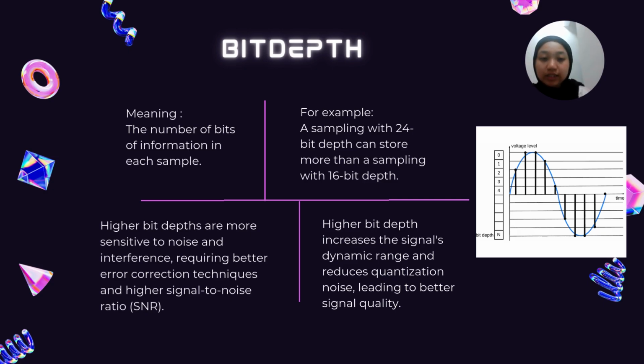What is the impact on quality? With a high bit depth, the signal dynamic range will increase. This means that the system can represent both very quiet and very loud parts of a signal more accurately, and at the same time it reduces the quantization noise, which is the distortion caused when a continuous signal is converted into digital signal. Sensitivity to noise. However, there's a trade-off. High bit depths are more sensitive to noise and interference, which means we need better error correction techniques and a higher signal to noise ratio, or SNR, to ensure the signal quality.